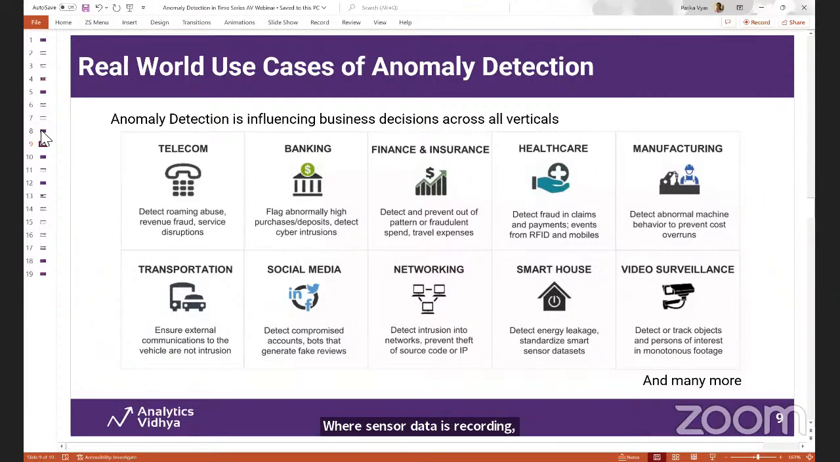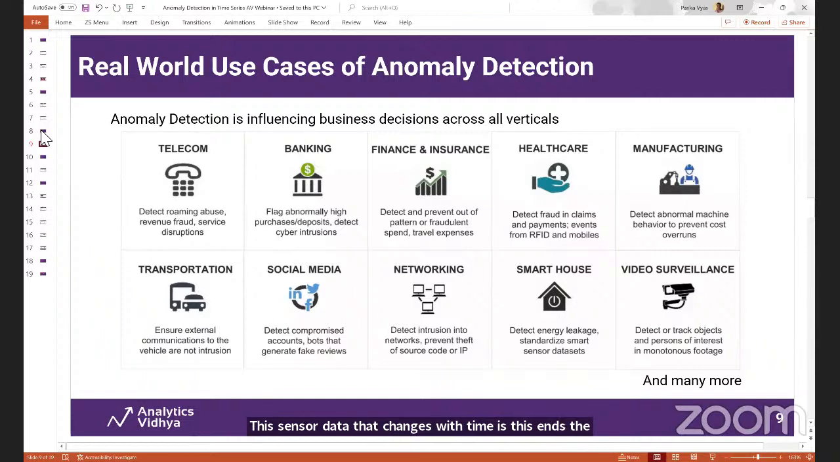Anomaly detection can help in detecting some device failure. If you think about it, if you talk about turbines, these turbines have sensors attached to them which help us capture the vibrations of the components in the turbine. This sensor data changes with time, right?